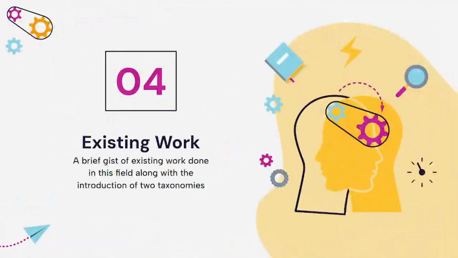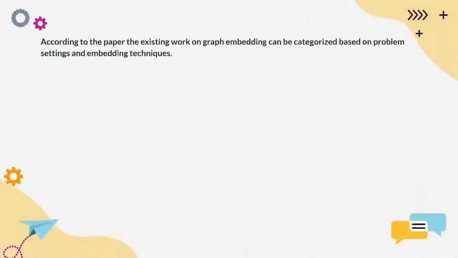Now, a brief gist of existing work done in the field, along with the introduction of the two taxonomies that have been mentioned in this paper. According to the paper, the existing work on graph embedding can be categorized based on problem setting and embedding techniques. Now, the problem setting taxonomy.